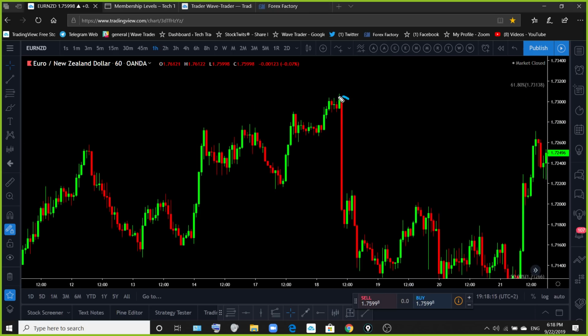This is what you are waiting for on the Euro New Zealand dollar, not just on Euro New Zealand dollar. You are waiting for this on all Kiwi pairs: Kiwi Swiss, Kiwi dollar, Kiwi yen, Kiwi cad, pound Kiwi, Euro Kiwi. All Kiwi pairs, you're waiting for that.